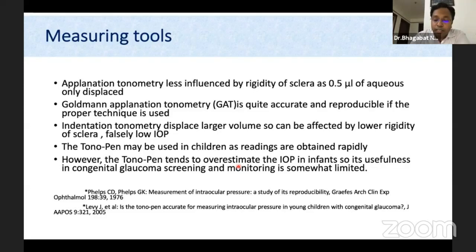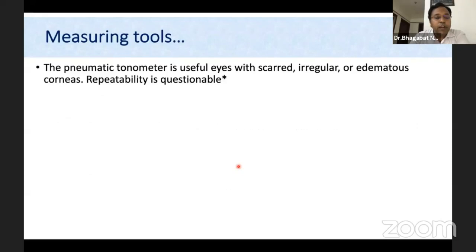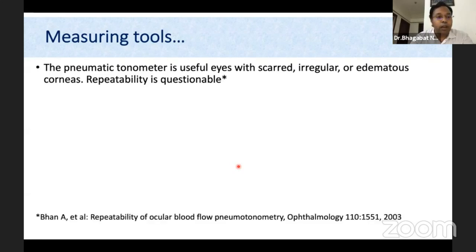Intra and inter observer bias are also there, and outside the normal range they don't work as well as applanation tonometry. Another one, pneumatic tonometry, is a hybrid technique of applanation and indentation tonometry. It is usually used if there is scarring of the cornea or an irregular, edematous cornea. But here again, the repeatability is questionable.